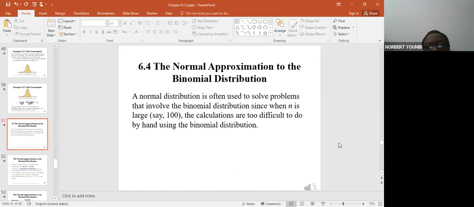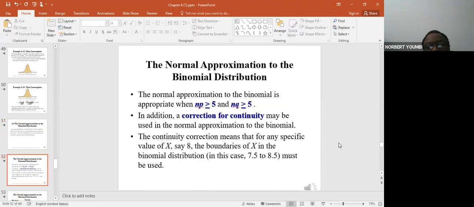Another application of the normal distribution is for binomial distribution. In binomial distribution, we often have situations in which the sample size is very large, and we want to use the normal distribution to answer questions about the binomial. The condition for a binomial distribution to be approximately normal is that n times p is greater than or equal to 5, and n times q is greater than or equal to 5.